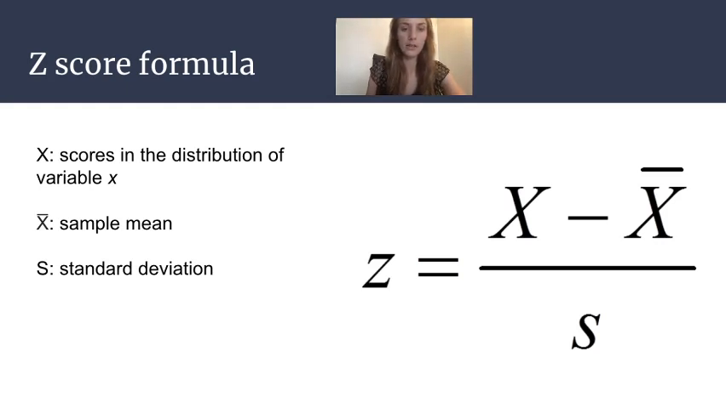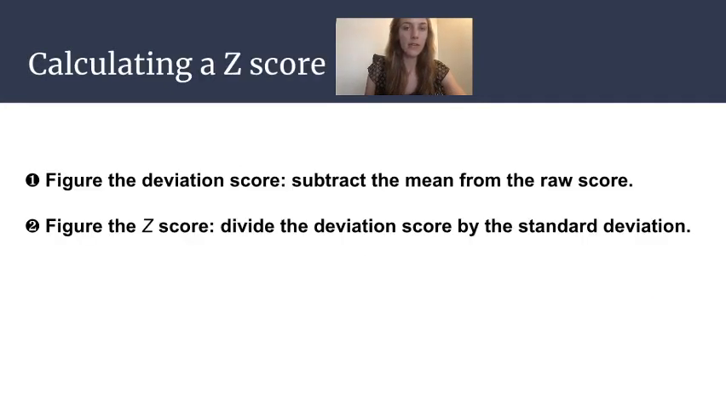All right. So how do we calculate a z-score? All right, so we figure out the deviation score. Remember, a deviation score is how far any score deviates from the mean. So that's our x minus x bar. And then we divide that deviation score by the standard deviation, right? So let's go ahead and give that a try.